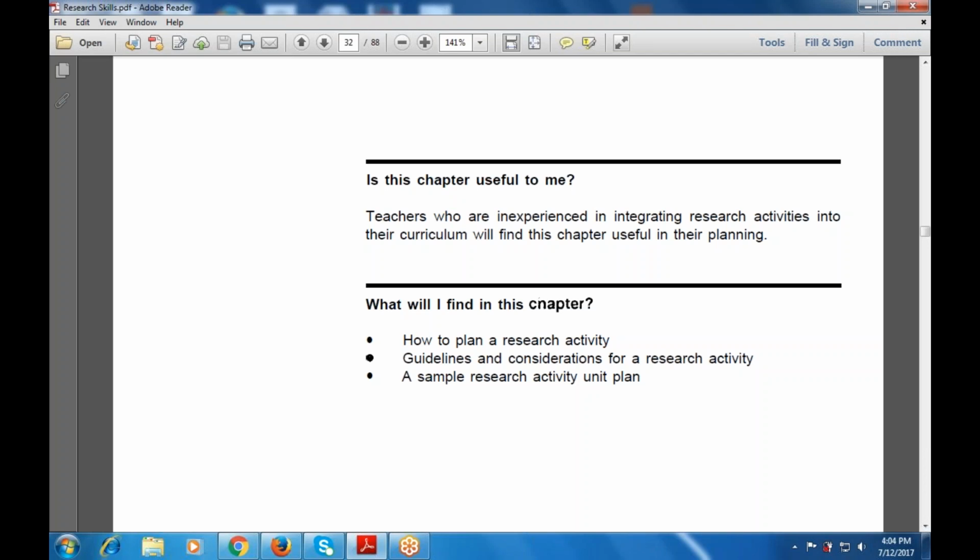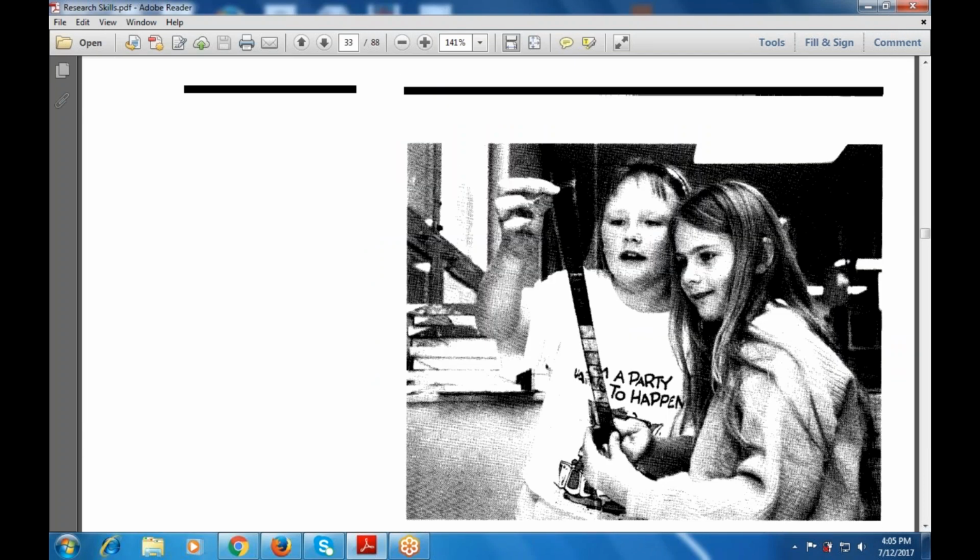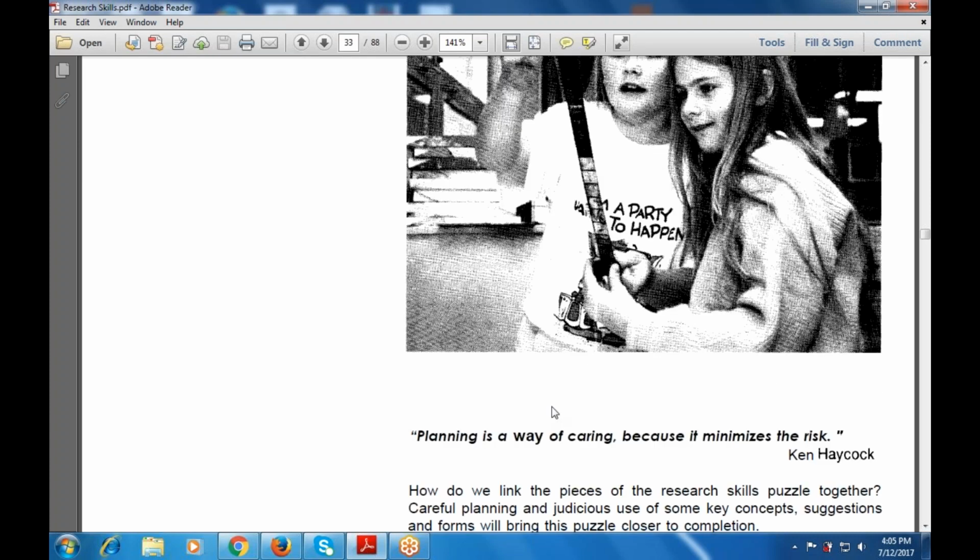So how to plan, how to use a research activity, how to gather the information, then the various guidelines and considerations for a research activity, then a simple research activity plan. This is one of the pictures that shows how research is done, that is, before research. What is the perception? One of the main points is planning.